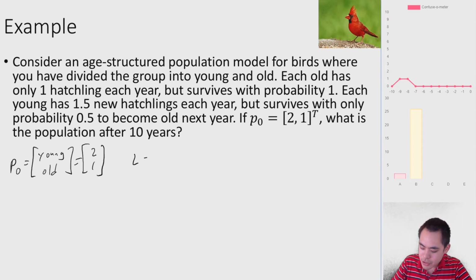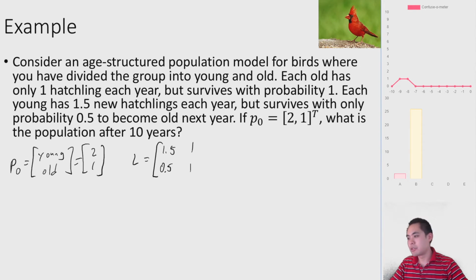And we have a Leslie matrix, so from a young bird, you're going to get 1.5 new young birds and 0.5 old birds. And the old birds are going to give you 1 young bird each year, and it's going to remain alive, and so you're going to get 1 old bird.